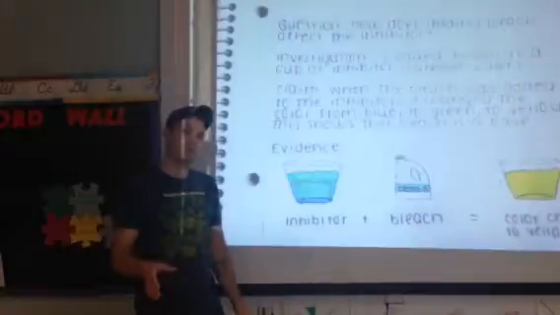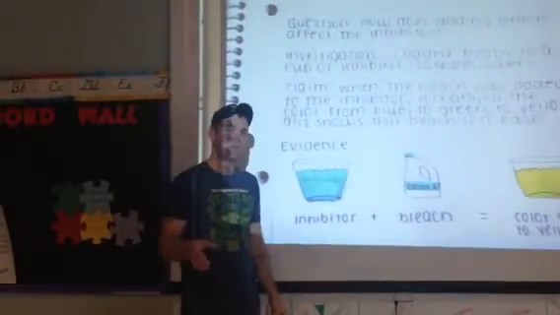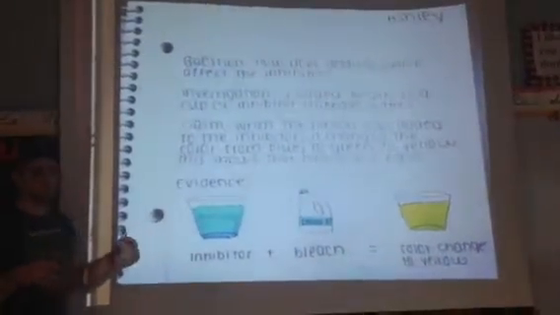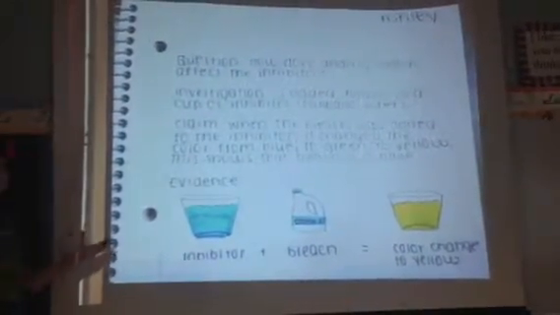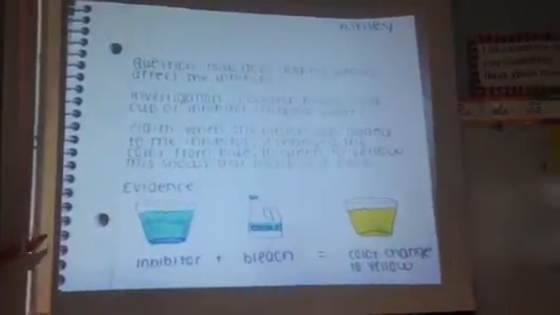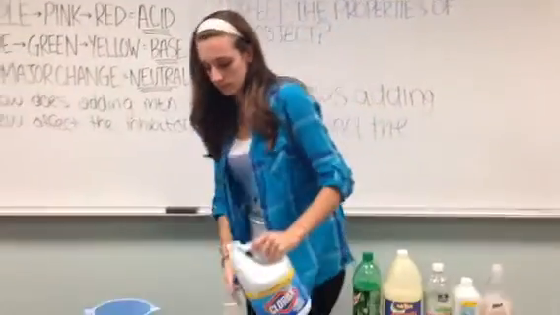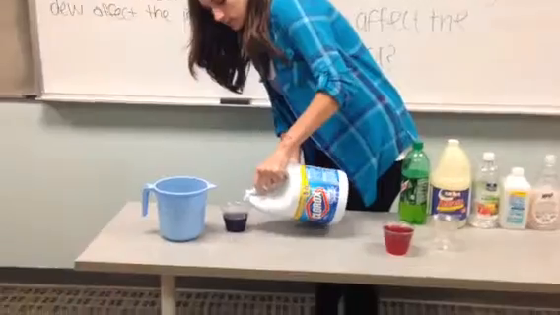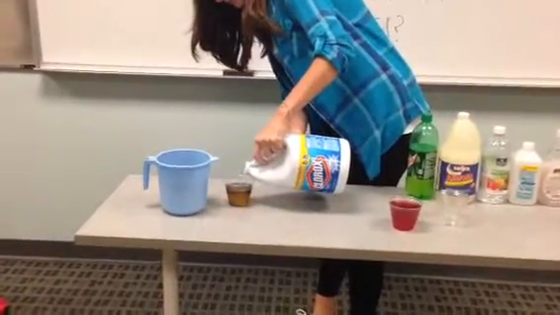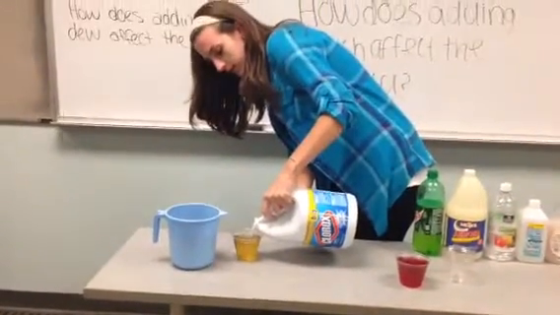Our second part of the experiment that we did in the class in the video was we had a student ask what happens when we add bleach into the indicator water. So her question was simply, what does adding bleach do to the indicator? And by adding bleach, we determined that it was a base because it went from blue to green to yellow, showing that bleach is actually a base.